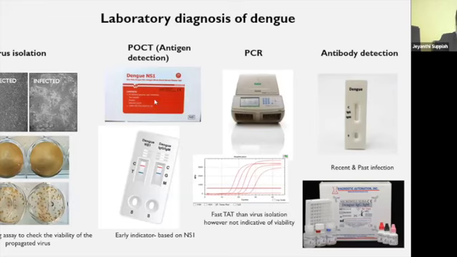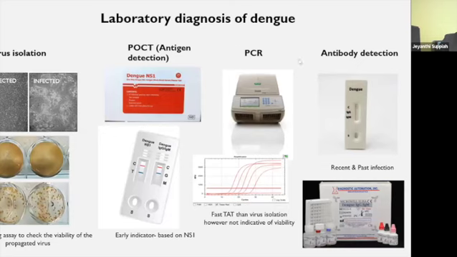In addition to that, we also have antigen detection assays. Basically, it captures the antigen of the dengue, mainly the NS1. Now, with advances in technology, we have combo kits that combine the NS1 as well as the IgM-IgG, so it's antigen plus antibody detection. It's a very good POCT that is useful in hospital settings, especially.